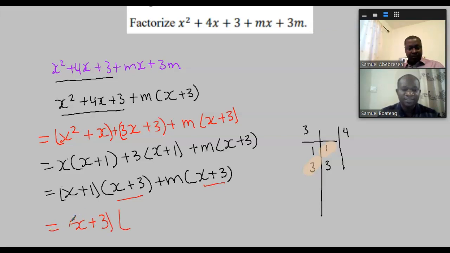x plus 3 in bracket. Now, when you bring it out, it will be left with x plus 1 plus m, bracket close. At this point, there's nothing that we can do in terms of factorization, so you leave it. So care must be taken when you are solving such a question.